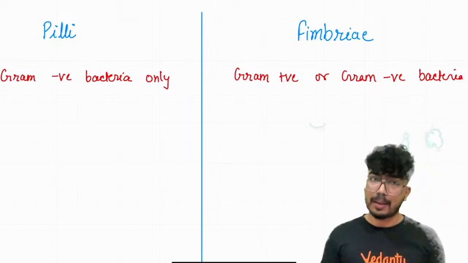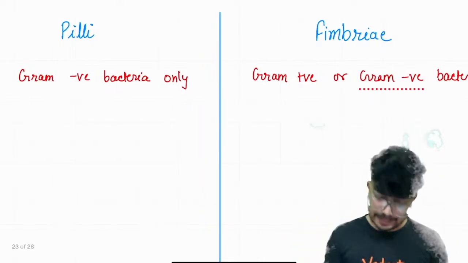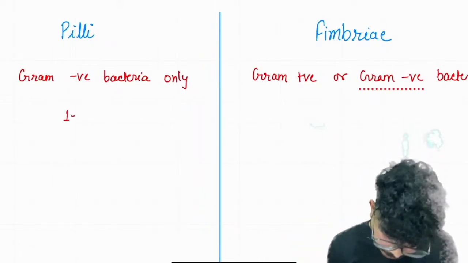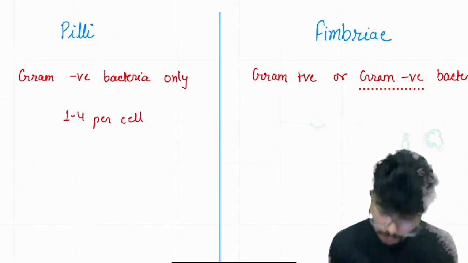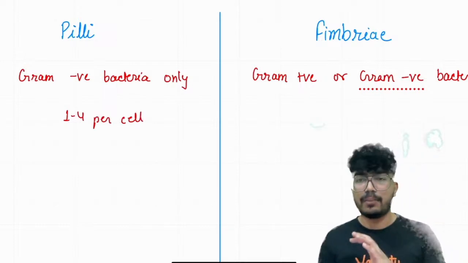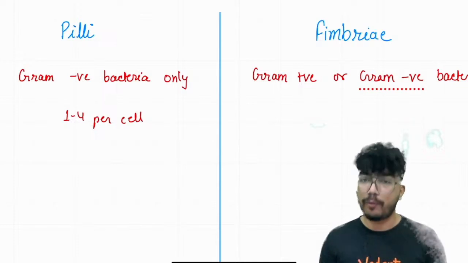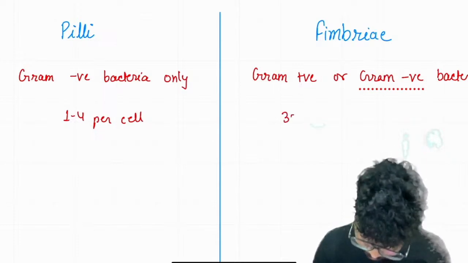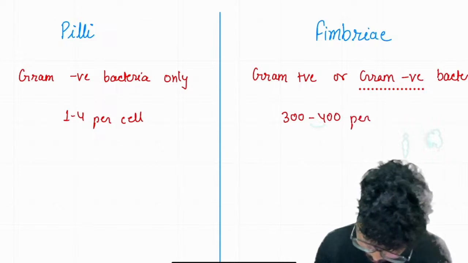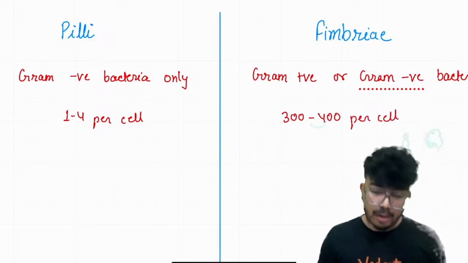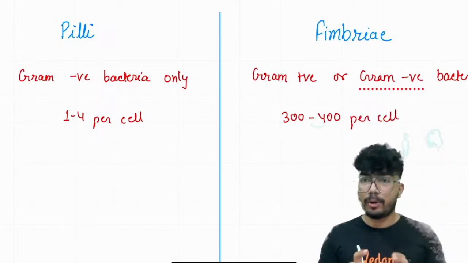Now we can talk about the number. Pili, 1 to 4 per cell. For fimbriae, they can range between 300 to 400 per cell. Okay, so now the most important thing, that is the function of pili and fimbriae.